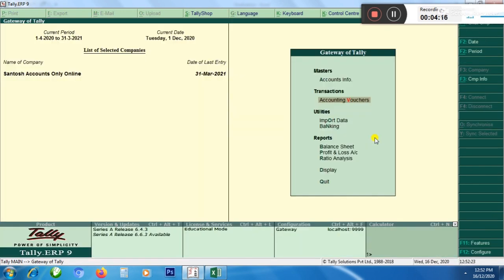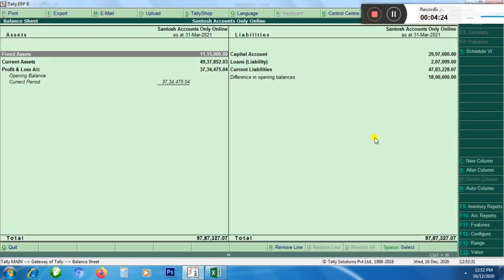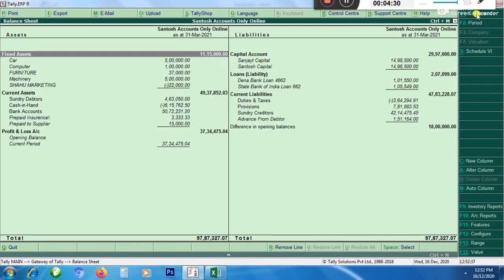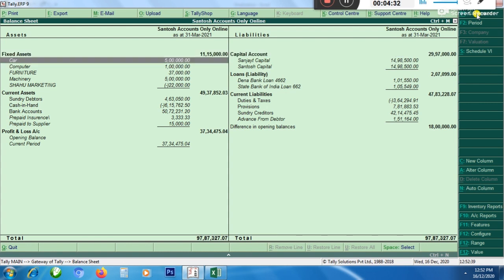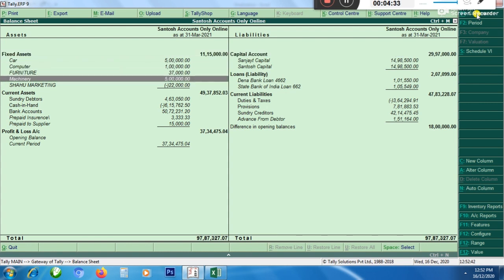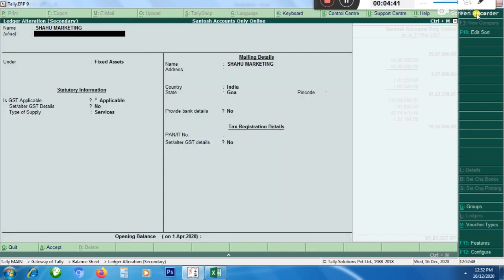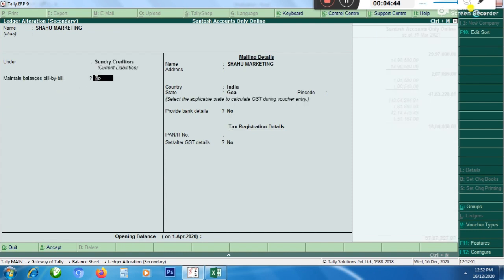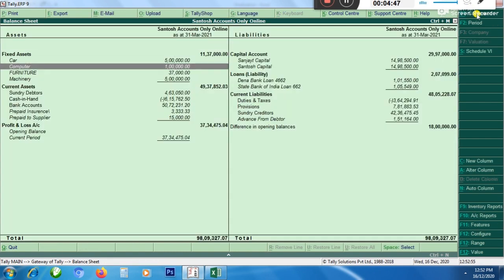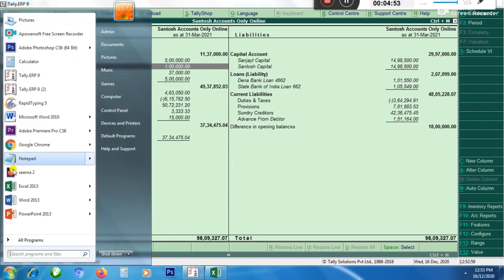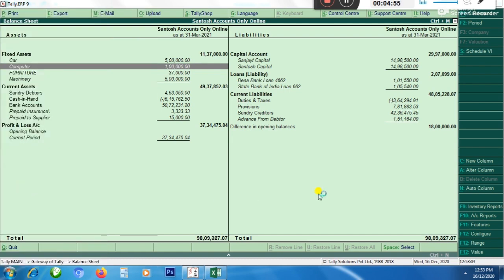At the end of the financial year, we calculate depreciation. To calculate depreciation, let us go to the balance sheet and click on detail. See, these are the fixed assets: car, computer, furniture, machinery. Why is Shahu Marketing here? I'll press Control Enter. He is actually a sundry creditor, not a fixed asset. So there is a car, computer, furniture, and machinery. These are the assets we have. I'll go to Excel and calculate the depreciation on the assets.